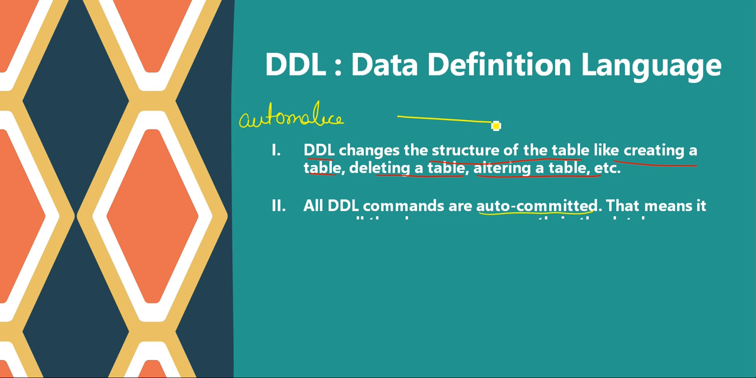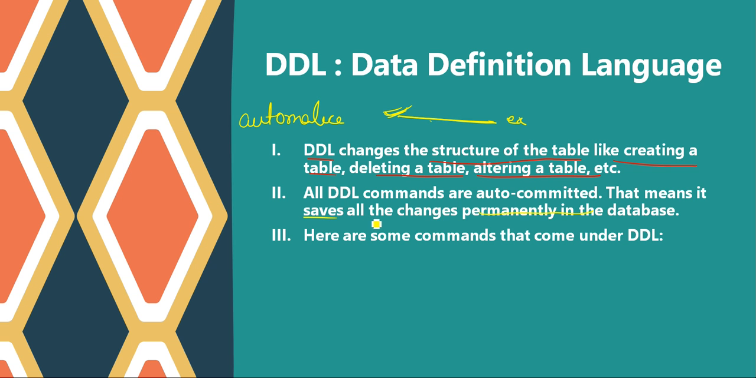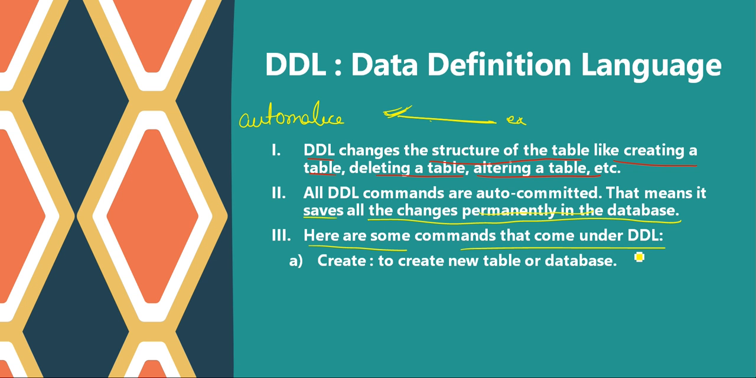If you write a query, let's say, and execute it, it is going to be auto committed, meaning it is going to be performed permanently. This means that it saves all changes permanently in the database. Here are some commands that come under DDL. So what are the commands which come under this DDL?